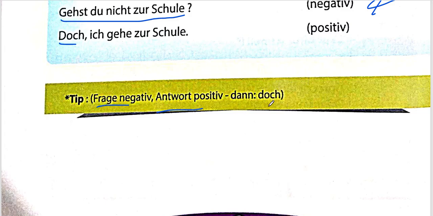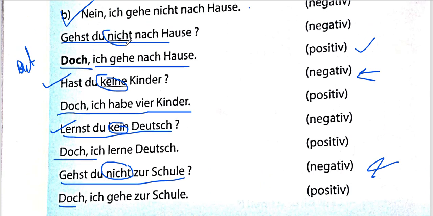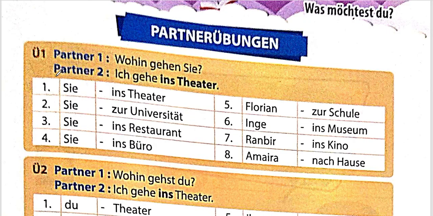So what does this mean? If your question is negative, and your answer is positive, then you have to use doch. So that's exactly what I told you here. If you're able to identify words like keine or kein, and you're able to identify nicht in the sentence, then you can easily make out that your answer should begin with doch. We'll be continuing with page number 65 in the next part.